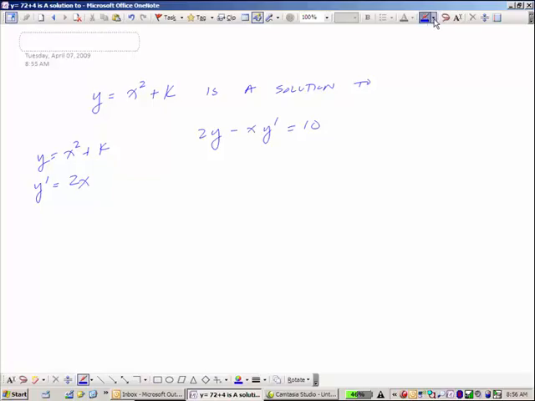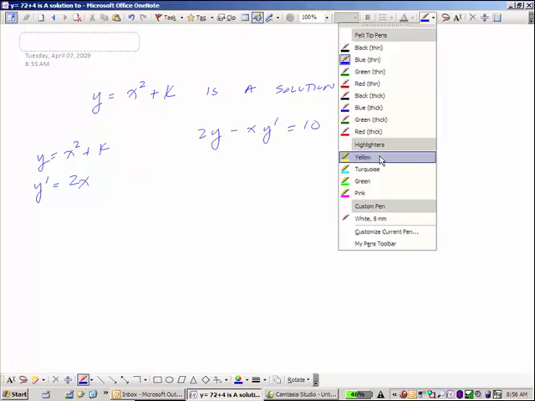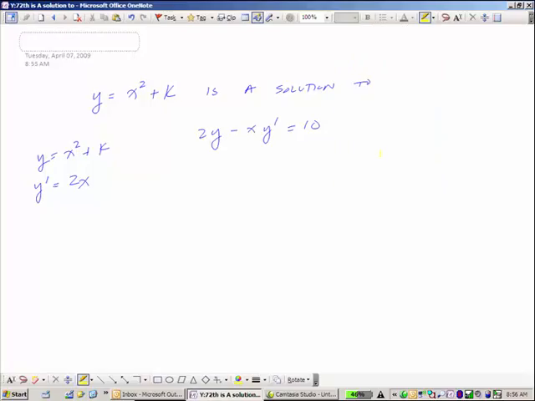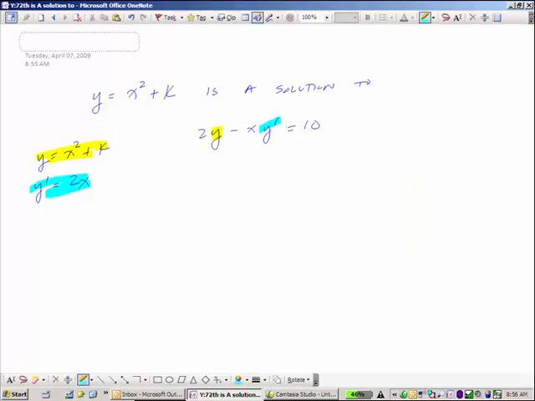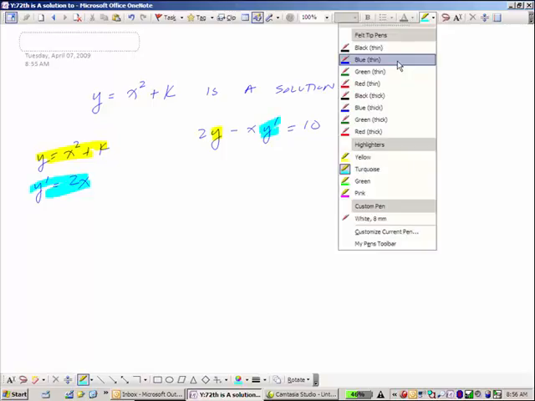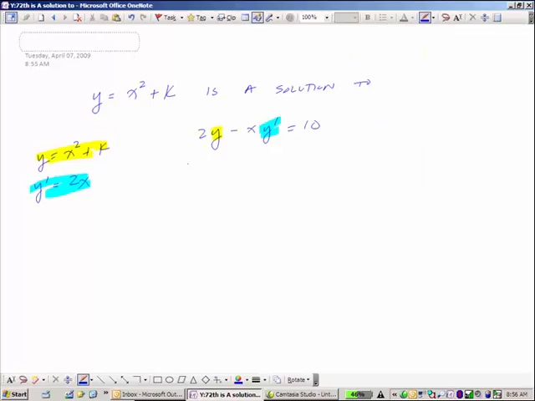It is a constant. All right, so this is actually fairly typical. Second semester, we've been doing so much with integrating that you have to remember the difference between derivatives and integrating. So there's what y is. I'm going to plug in there. Here's what y prime is. I'm going to plug in there. And we're going to try to find out what k is. So I get 2 times x squared plus k minus x times 2x equals 10.